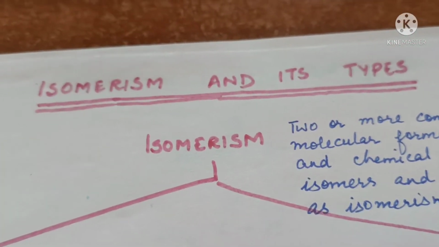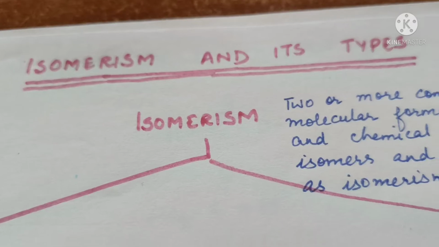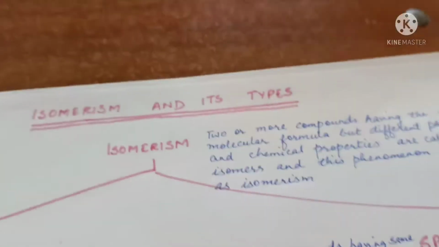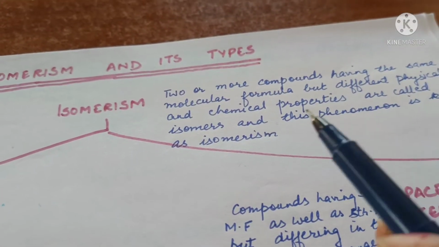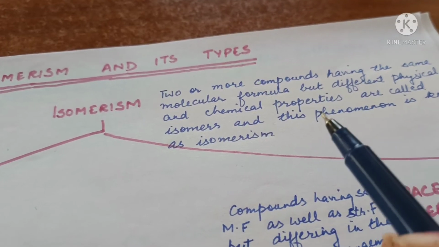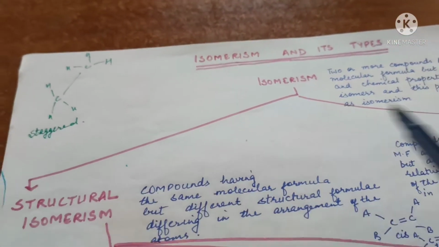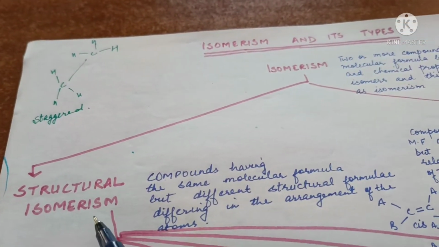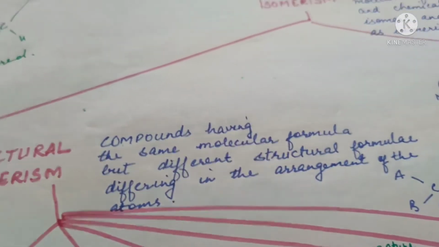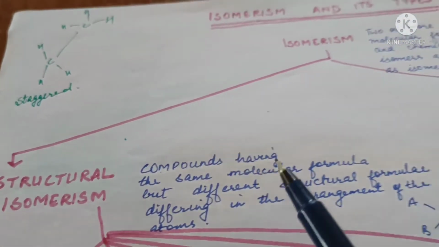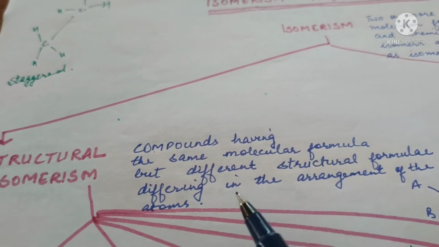Our topic for today is isomerism and its types. So in organic compounds, when two or more compounds have the same molecular formula but different physical and chemical properties, they are called isomers, and the phenomenon is called isomerism. Isomerism can be divided into two categories: structural isomerism and stereoisomerism or space isomerism.